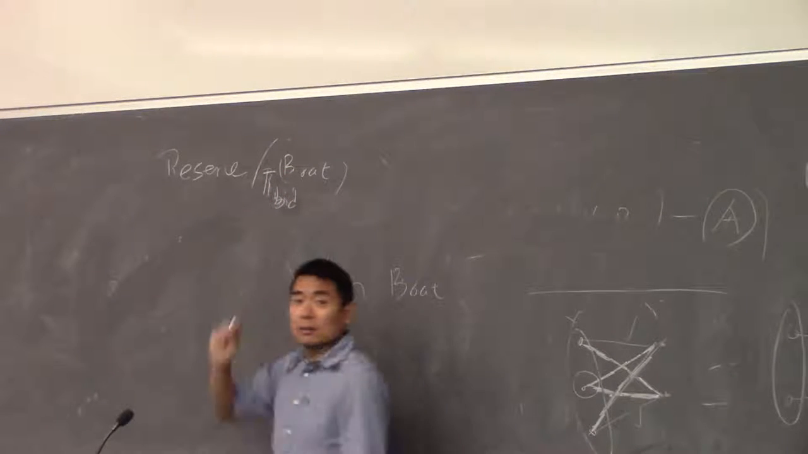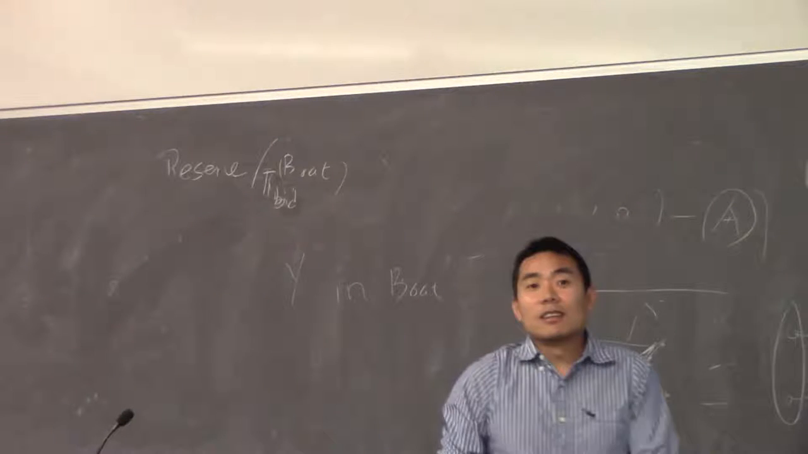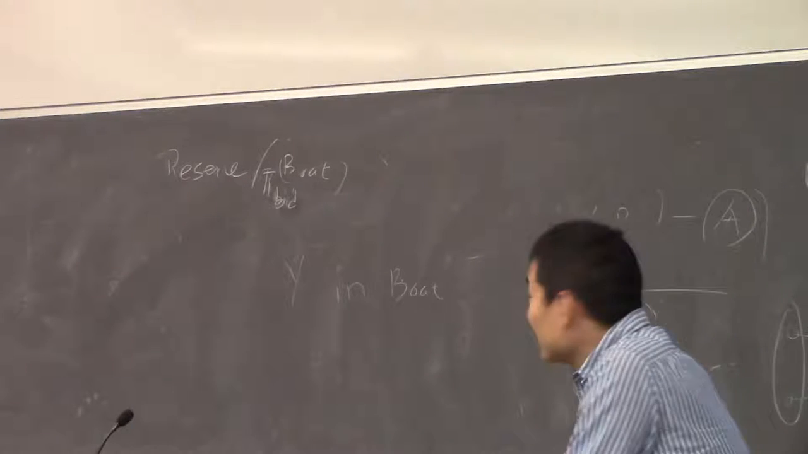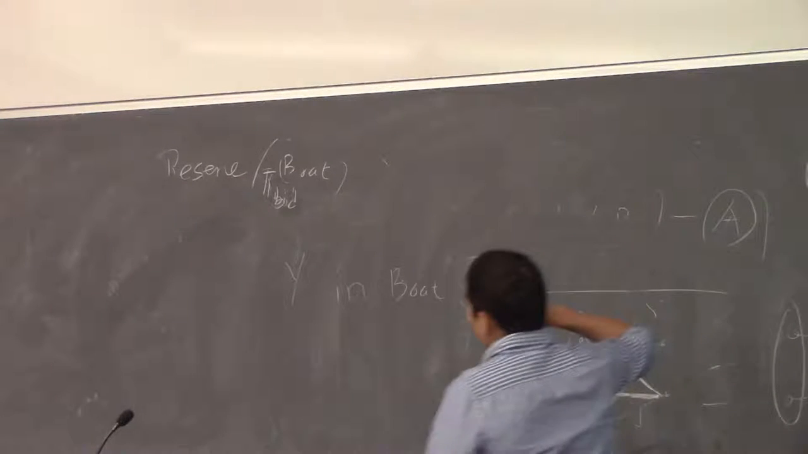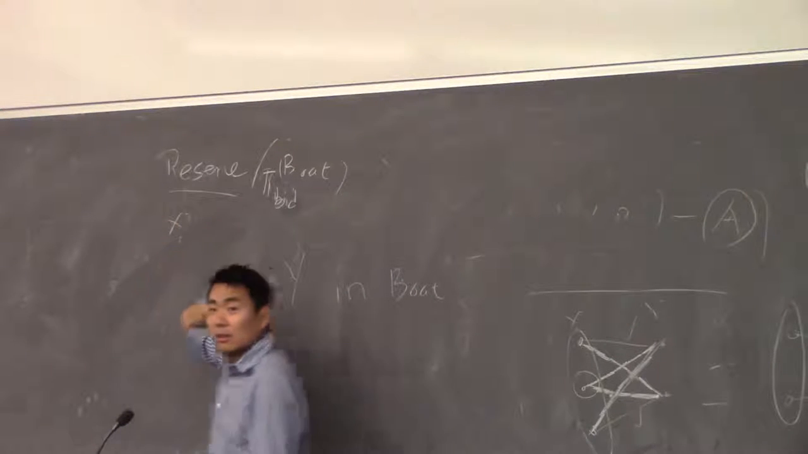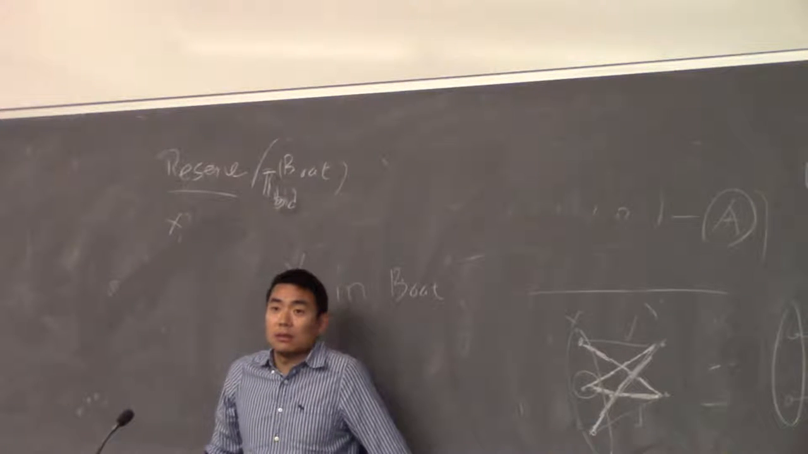But is this now fine? Let me find someone else. What about the person sitting next to you? So tell me, what are the X here? In terms of schema, what are the X here?